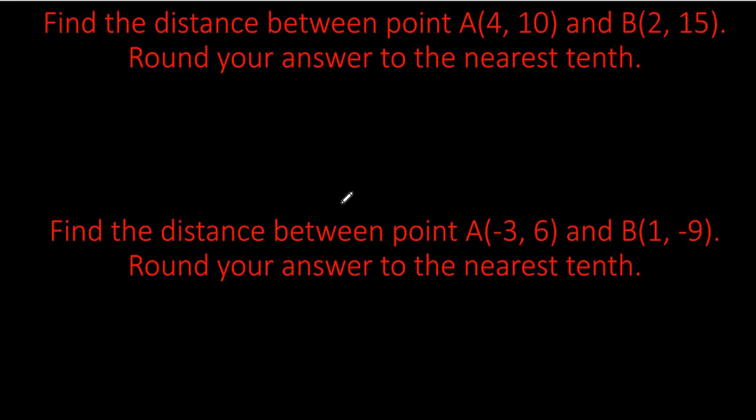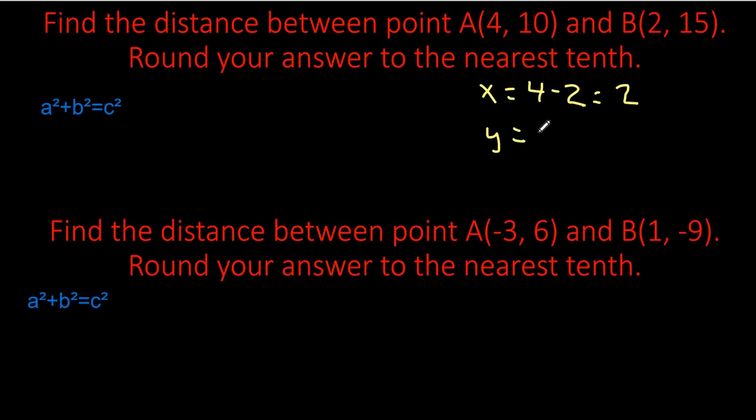We want to find the distance between these points, and this is going to use the Pythagorean theorem, which is a squared plus b squared equals c squared. So we need to find the distance between the x values. So the x's, the difference, is going to be 4 minus 2. Just remember, it doesn't matter which way you subtract it, but the answer is going to be non-negative at the end. So 4 minus 2 is 2. And then for the y's, the difference will be 10 minus 15, which is going to be negative 5, but it won't matter because we're going to square the numbers.